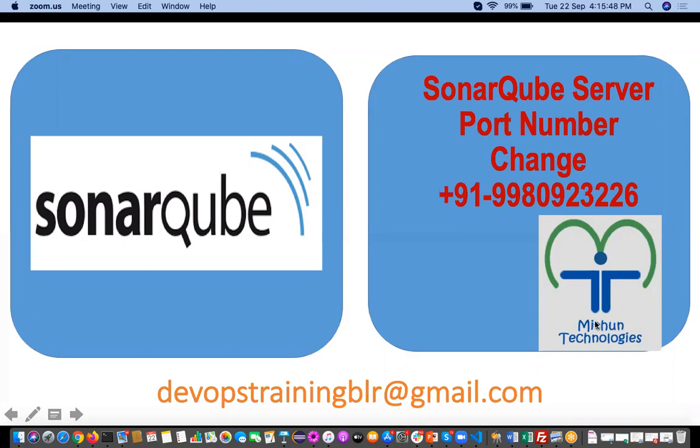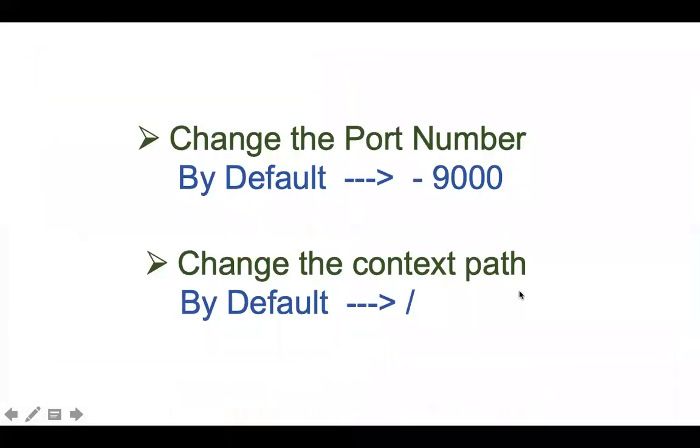In this video, I'm going to show you how to change the port number for SonarQube server. The default port number for SonarQube server is 9000. From 9000 to something else, I'm going to change it. And the context path: the default context path is forward slash. So, I need to change the port number and the context path.